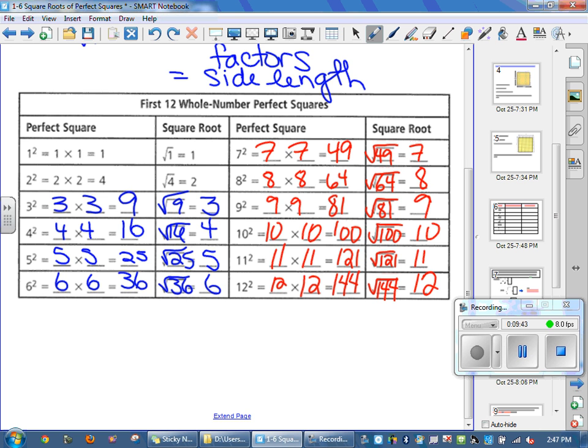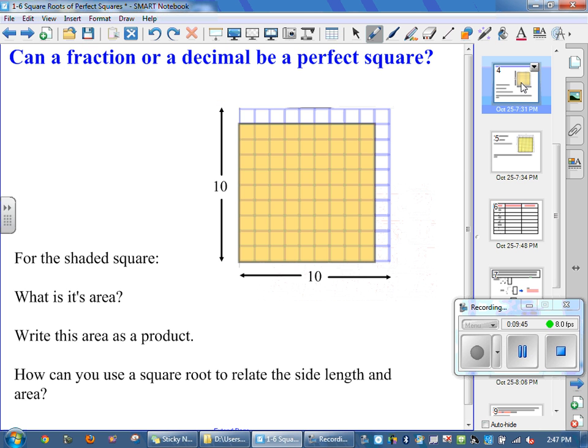So now it says, can a fraction or decimal be a perfect square? The answer is yes, it can. So how much is shaded? Let's take a look. If this is a 10 by 10 shaded, how many squares are shaded?